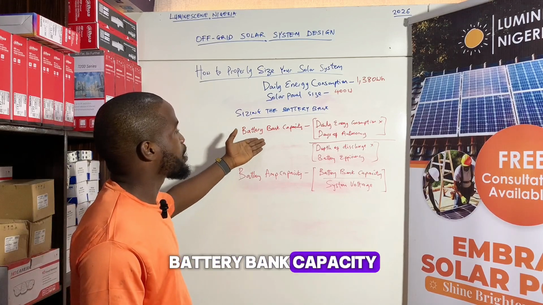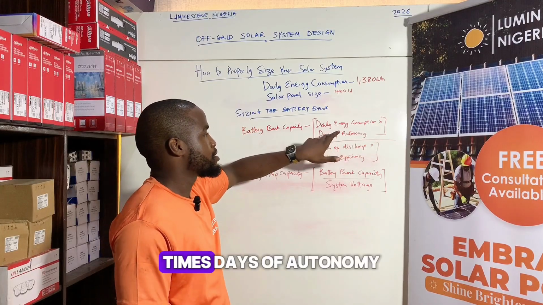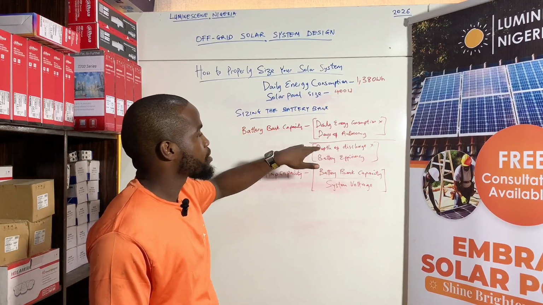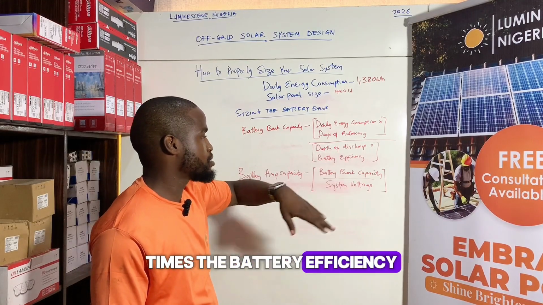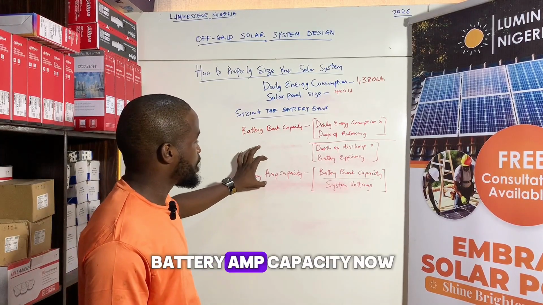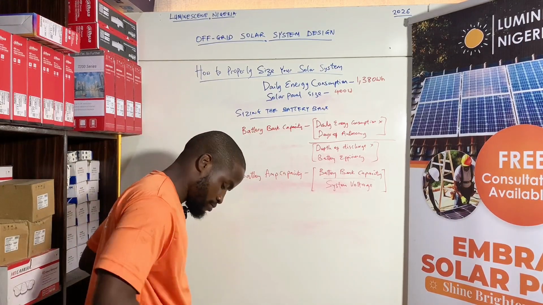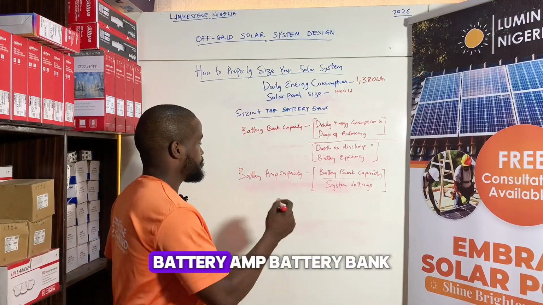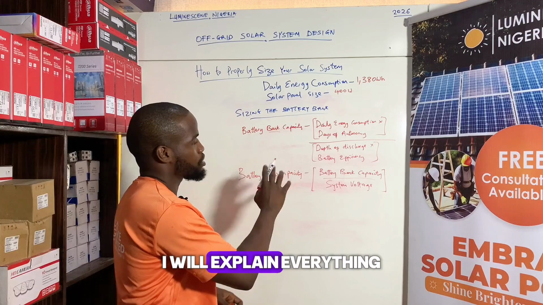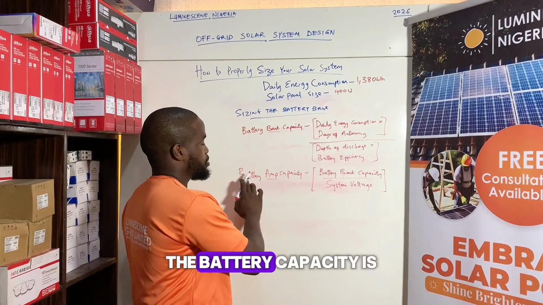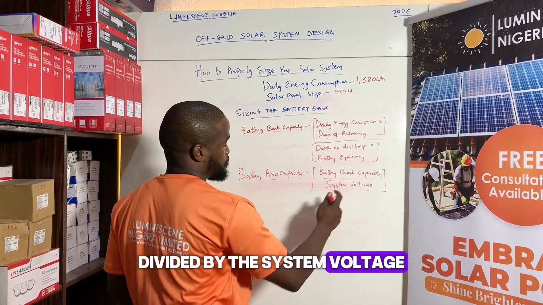To know the battery bank capacity, we'll say daily energy consumption times days of autonomy divided by the depth of discharge times the battery efficiency. Now to know the battery amp capacity, the difference, battery amp and battery bank, two different things. I'll explain everything. The battery amp capacity is the battery bank capacity divided by the system voltage.